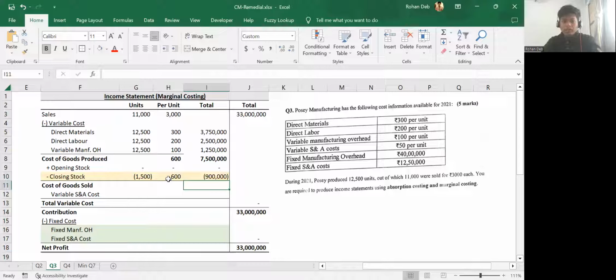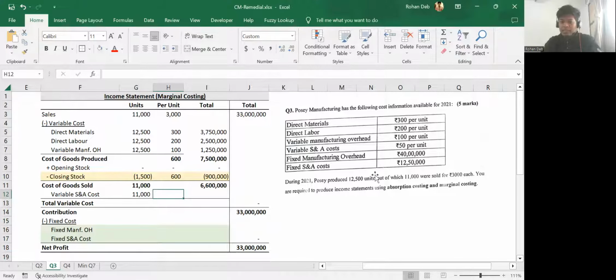Okay, so this is the cost of goods sold. This is the cost of goods produced, and this is the cost of goods sold. What I'll do is this plus this. So 6600 is the cost of goods sold. Variable cost, again, variable cost, sales and administrative overhead is only incurred on those goods which are sold. So this is 11,000. Okay. Here is also 11,000.